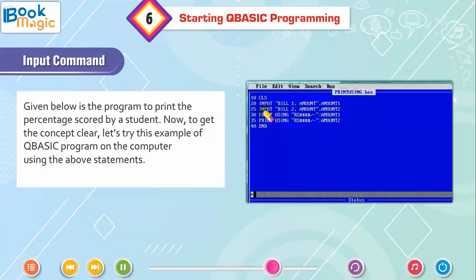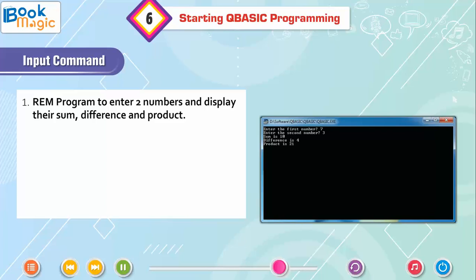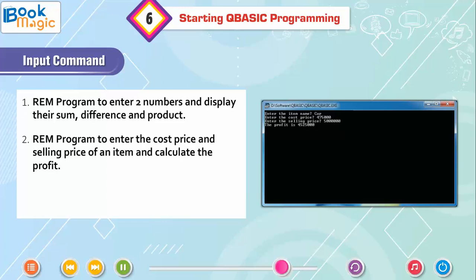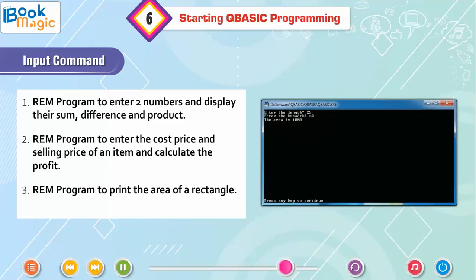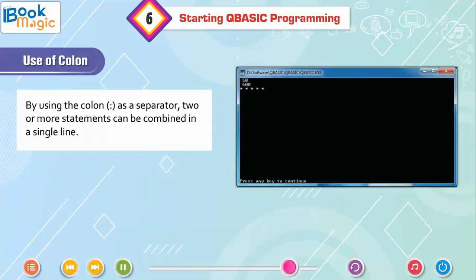Given below is the program to print the percentage scored by a student. Now, to get the concept clear, let's write its example of QBasic program on the computer using the above statements. 1. REM program to enter two numbers and display their sum, difference and product. 2. REM program to enter the cost price and selling price of an item and calculate the profit. 3. REM program to print the area of a rectangle. Use of colon. By using the colon as a separator, two or more statements can be combined in a single line.